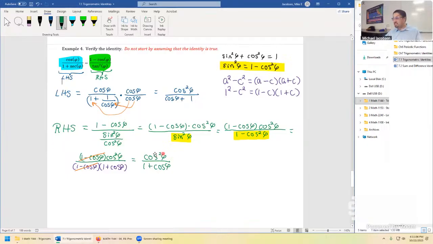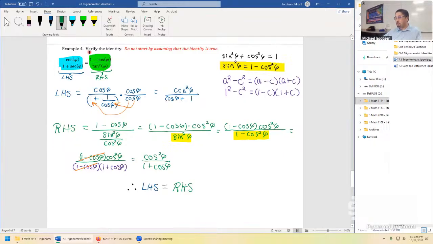At this point, you might still work with this. In fact, you can go backwards all the way to the left-hand side, but our work is immediately done right at this stage. Cosine squared phi divided by cosine phi plus 1 is what we wrote the left-hand side as. The right-hand side is also equal to the same exact thing, so we can conclude by saying, therefore, the left-hand side is in fact equal to the right-hand side. The little triangle dots are just a way to say therefore. And so our work is done. This shows it's a bona fide identity.